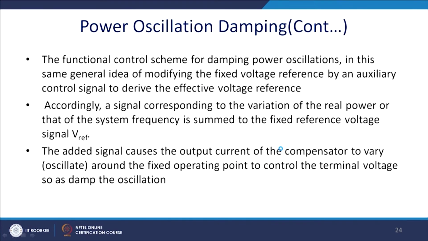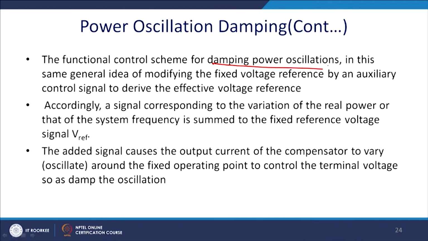So, how will you do that? The function of the control scheme definitely is to damp the power oscillation. The general idea is modifying the fixed voltage difference by an auxiliary control signal to derive the effective voltage difference, so the voltage difference will change. Accordingly, a signal corresponding to the variation of the real power or that of the system frequency is summed up with the fixed reference Vref. The added signal causes the output current of the compensator to vary or change at the fixed point to control the terminal voltage, and thus it will damp out the oscillation.